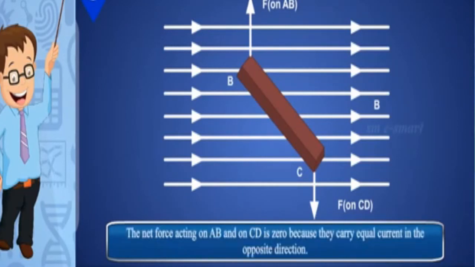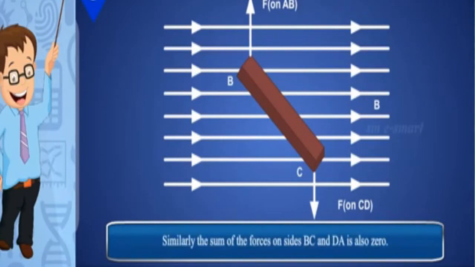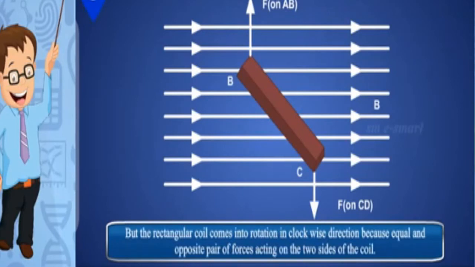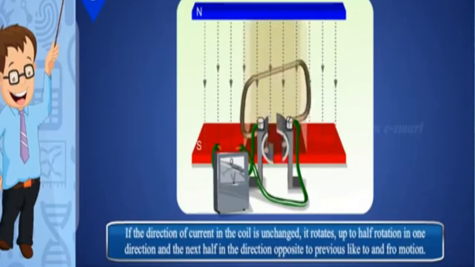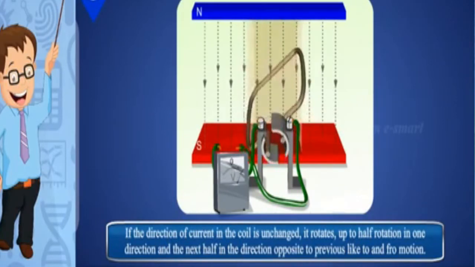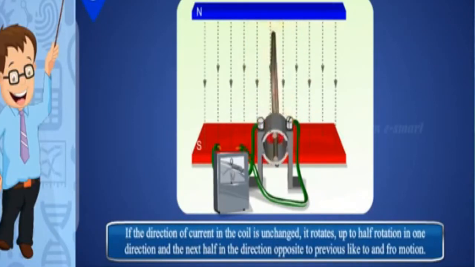The net force acting on AB and on CD is 0 because they carry equal current in the opposite direction. Similarly, the sum of the forces on sides BC and DA is also 0. So, the net force is 0 on the coil. But the rectangular coil comes into rotation in the clockwise direction because of the equal and opposite pair of forces acting on the two sides of the coil. If the direction of current in the coil is unchanged, it rotates up to half a rotation in one direction and the next half in the direction opposite to the previous, like a to-and-fro motion.